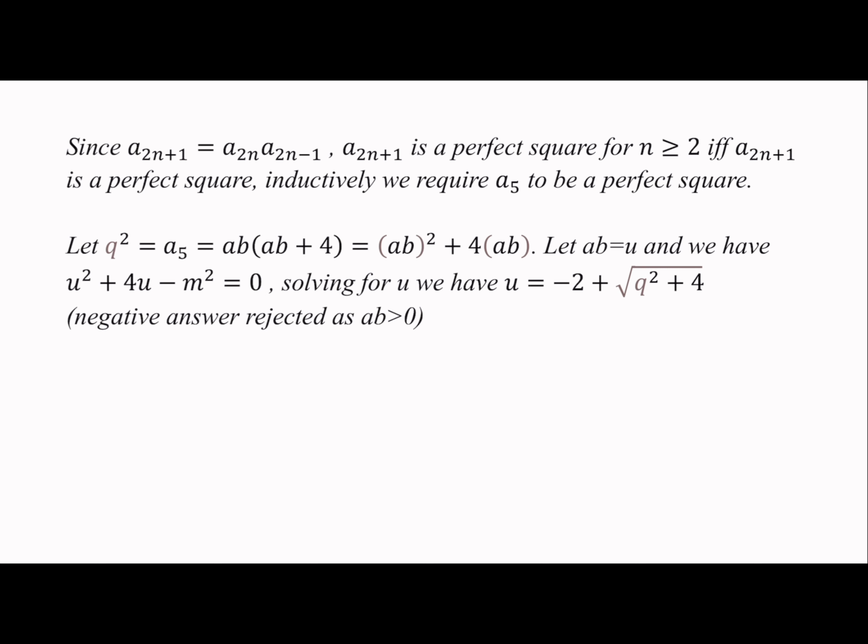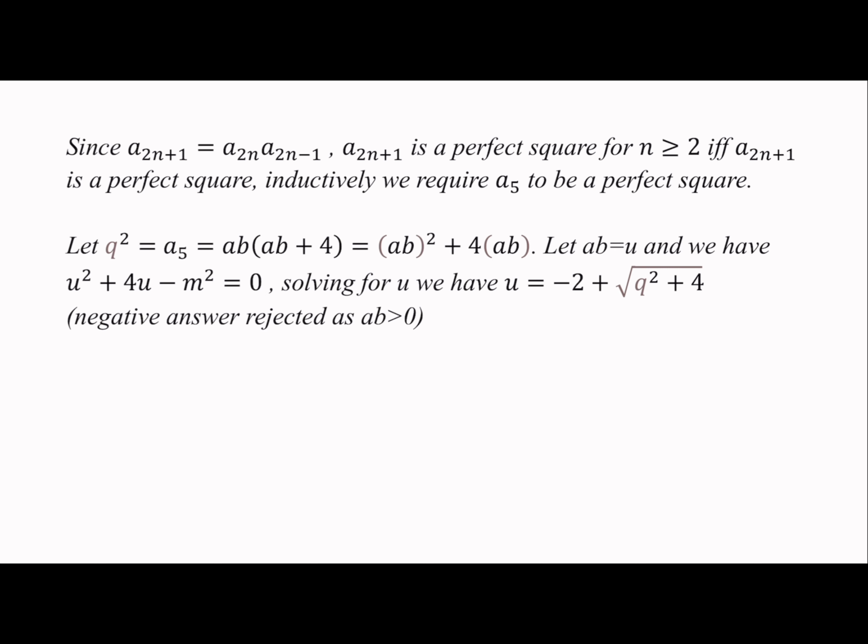So let a_q squared equals a_5 equals ab times (ab plus 4) equals ab squared plus 4ab. For the purpose of simplification, let ab equal u, and we have u squared plus 4u minus m squared equals 0. Using the quadratic formula, we solve for u, and we will have u equals negative 2 plus the square root of 2 squared plus 4.